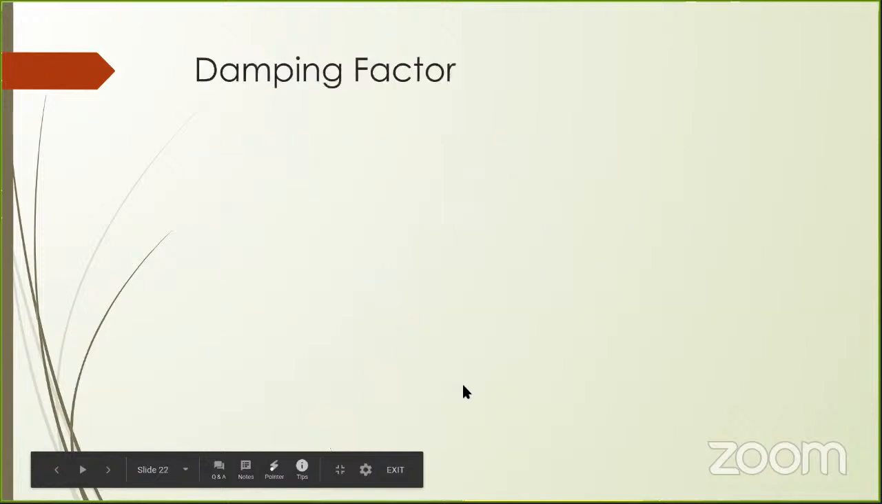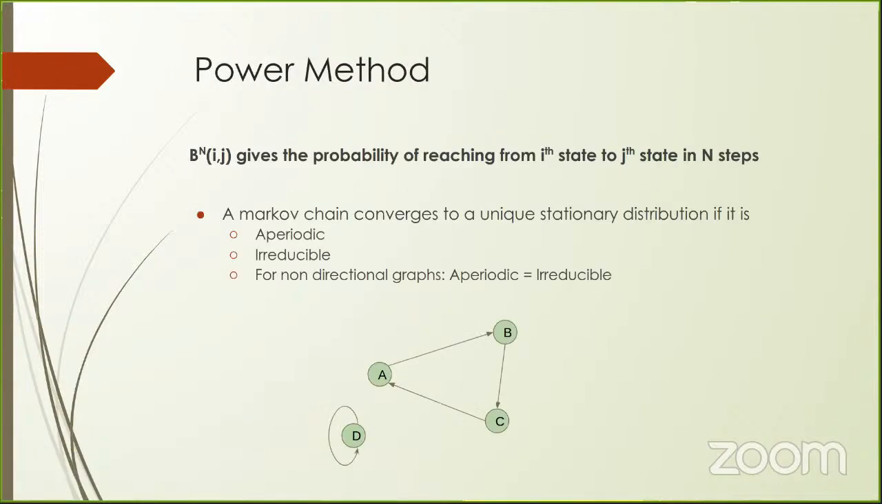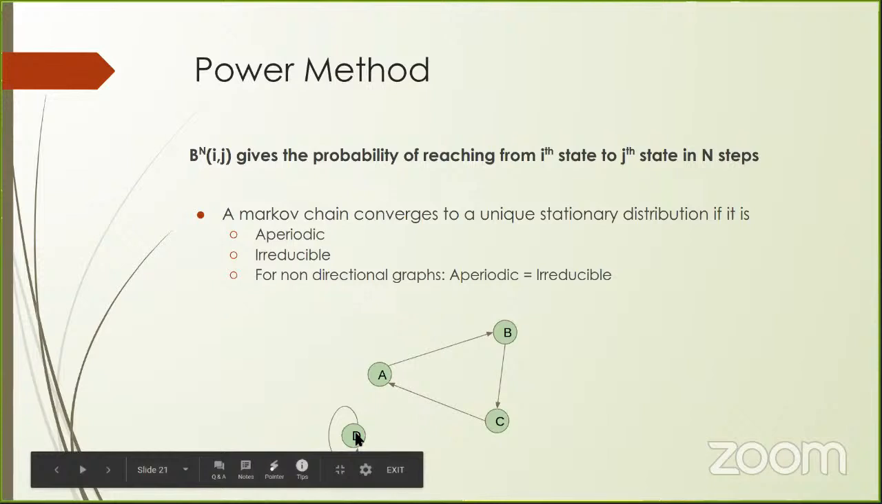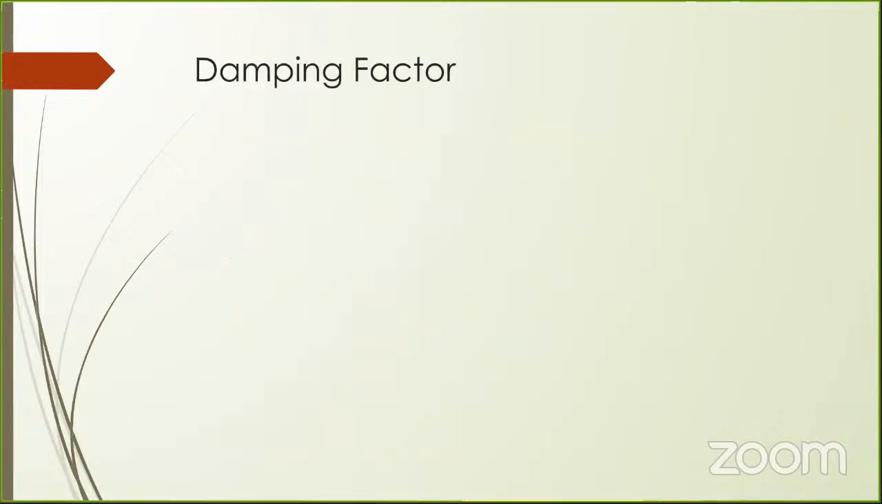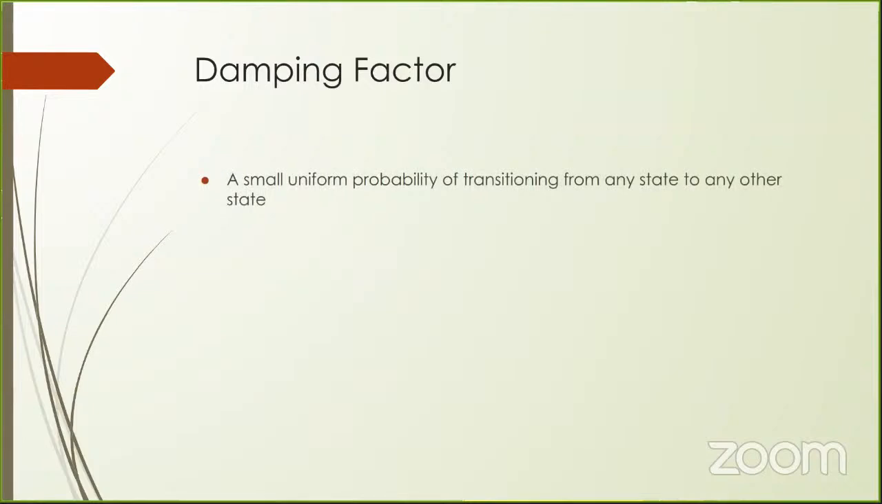For that not to happen, we need to ensure that even if you are in D, there is some slight possibility that you can jump to A, B, or C at any point, even if they are not connected. So basically some kind of damping factor or lambda, which is a small uniform probability of transitioning from any state to any other state. And if we do this, then this new adjacency matrix will definitely be aperiodic and irreducible.